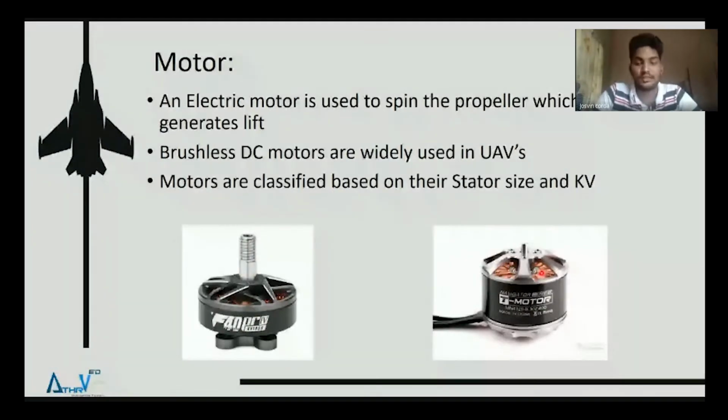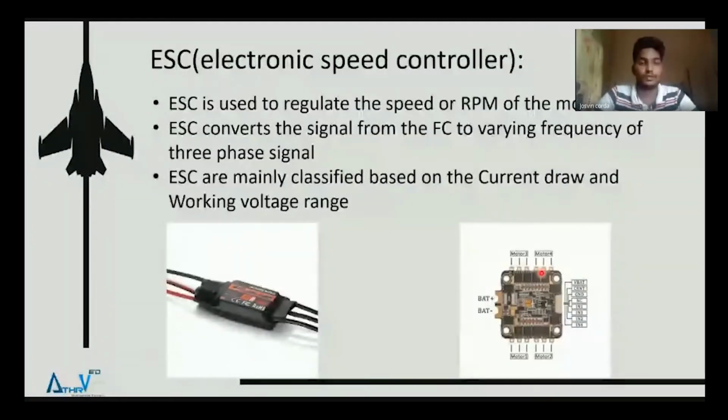Electronic speed controller. This is used in conjunction with the motor, because the motor needs a varying three-phase signal to rotate. But the power that is being provided by the battery will be DC power, and it will be a steady signal. So the ESC is used to regulate the speed and RPM of the motor, and this ESC converts the signal from the FC, that is the signal that is provided for each of the motors, whether to speed up or slow down, to a varying frequency of the three-phase signal. We'll come into this later on.